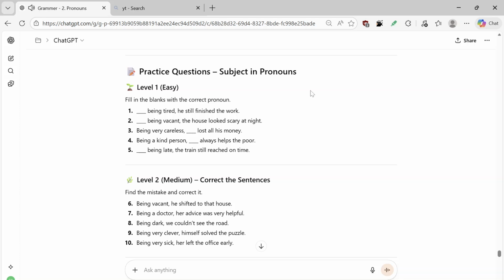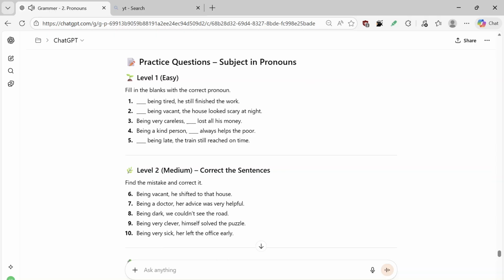TAC practice questions. Subject and pronouns. Level 1, easy. Fill in the blanks with the correct pronoun. 1. Being tired, he still finished the work. 2. Being vacant, the house looked scary at night. 3. Being very careless, lost all his money. 4. Being a kind person, Crom always helps the poor. 5. Being late, the train still reached on time.